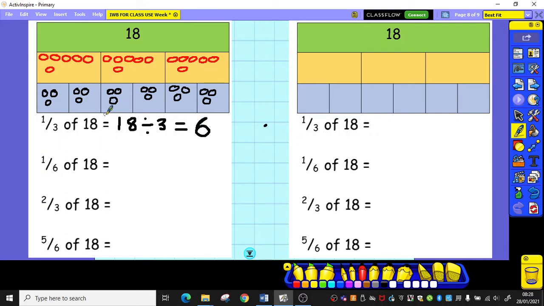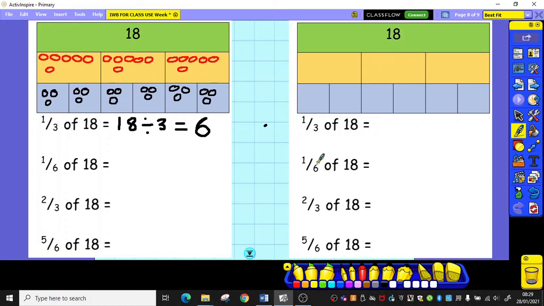Now, one way to have done that is, if I've got 18 in my head, to have drawn the counters in the boxes. 1, 2, 3, 4, 5, 6, 7, 8, 9, and keep going until I've shared out 18. Okay, and I should get the equal amount in each box.